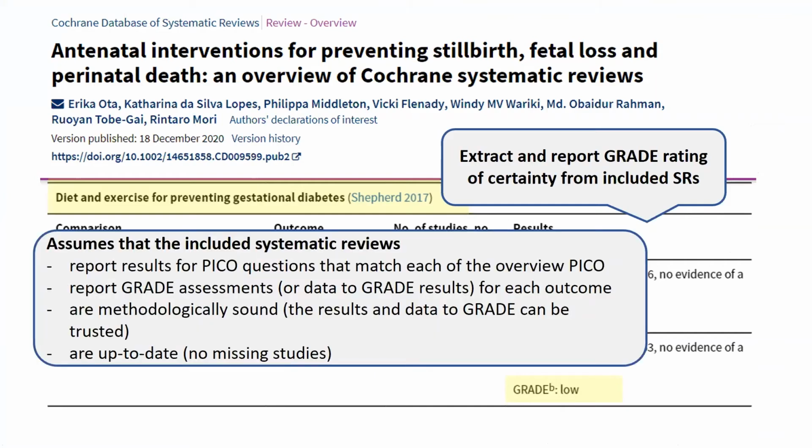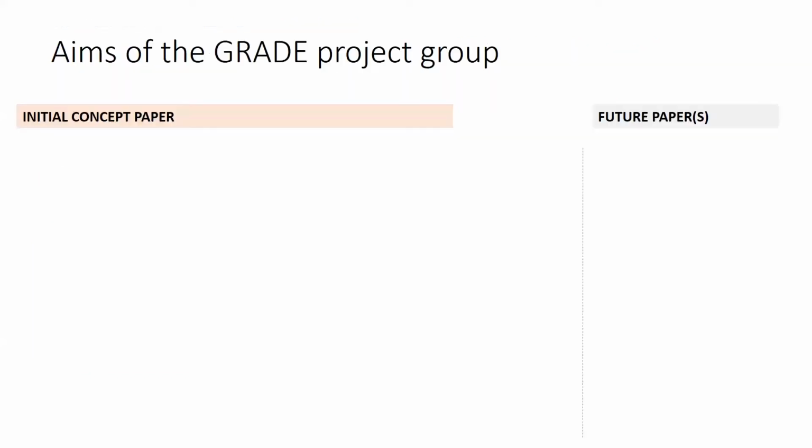However, this assumes that the included reviews report results for PICO questions that match each of our overview PICO, that the reviews report a grade assessment or the data to grade results for each outcome, that those reviews are methodologically sound such that we can trust the results and the data to grade, and that they're up to date and we're not missing any studies. Unfortunately, increasingly it's the case that these criteria are not met.